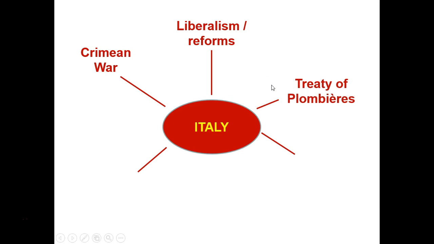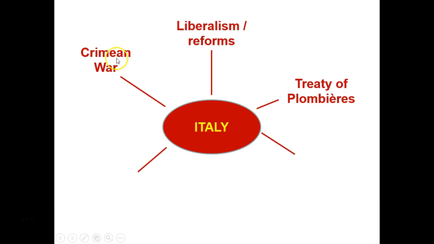Here's that Treaty of Plombières, right? Again, remember that's that realpolitik. That's the realist in him. He recognizes that he is not going to be able to conquer other Italian city-states, certainly land that's controlled by Austria by himself. He's going to need an alliance with a powerful country.